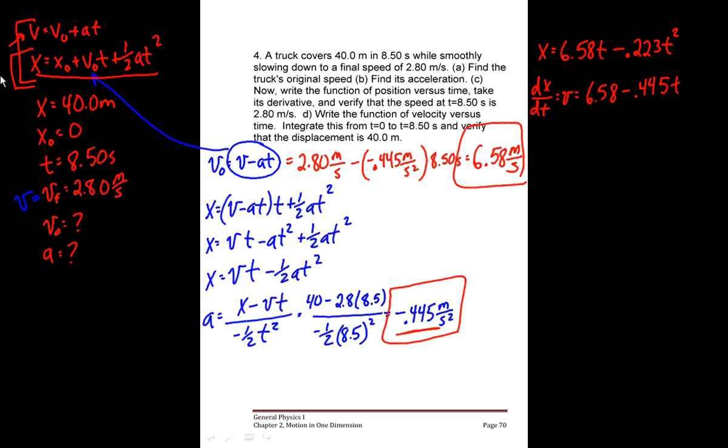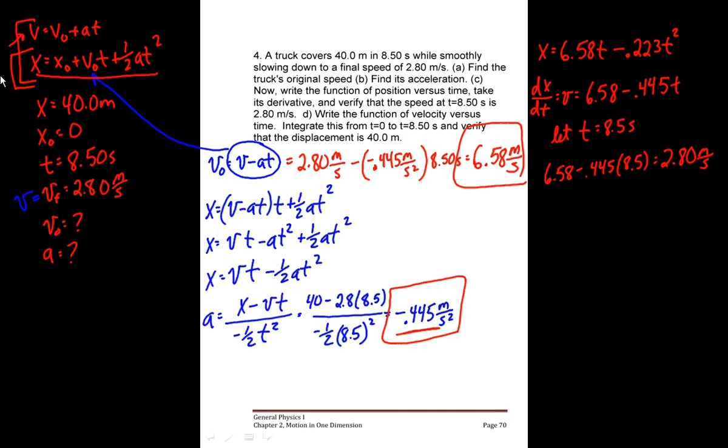And then I want to verify the speed at t equal 8.5 seconds. So let t equal 8.5 seconds. Plug that in, I get 6.58 minus 0.445 times 8.5. Hopefully that'll get us the right answer. I haven't actually done this, so let's see. 6.58 minus that, and get 2.8. Is that right? Yeah, 2.8 meters per second.